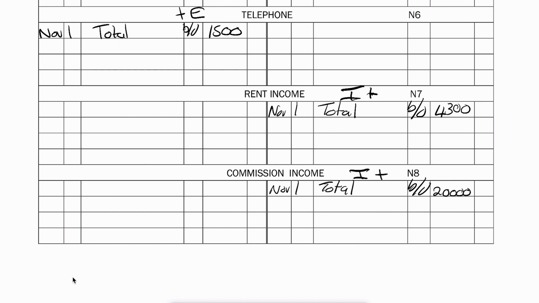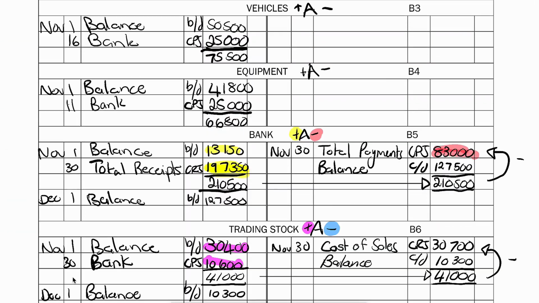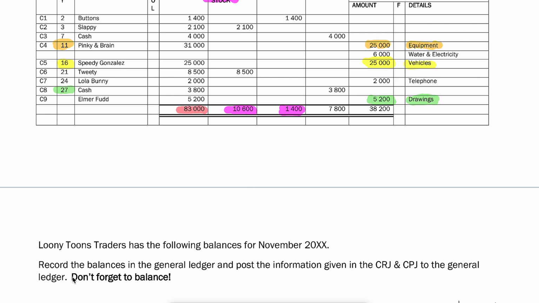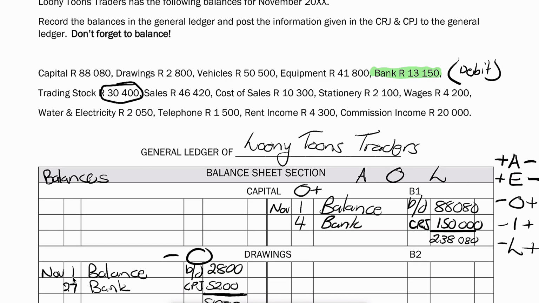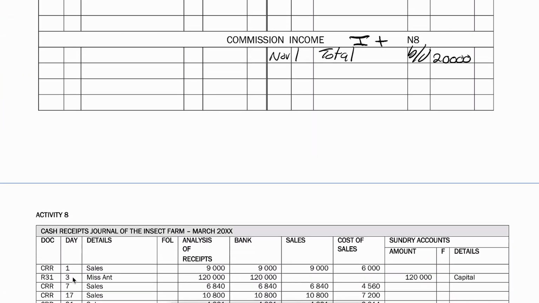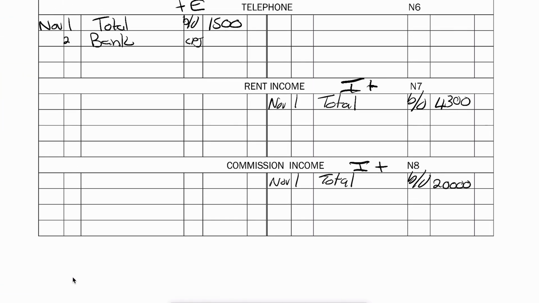Telephone, same story. It's an expense from the CPJ. We pay for our expense telephone. It doesn't have its own account, so we need to go up and have a look. Telephone takes place here on the 24th, and it's for 2,000 rand. So what we do is, on the 24th, we put in our 2,000, we total it up to give us 3,500 rand.